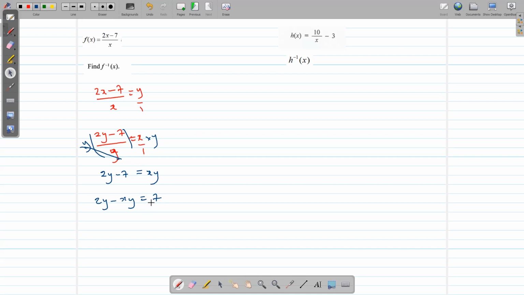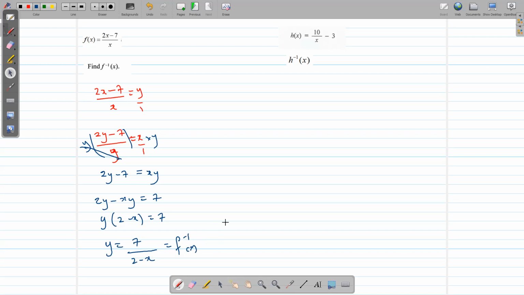Once we've done that, then we can factor out the y. So y factored out gives us (2 minus x), and that is equal to 7. And once we finish that, we're pretty much done. So y would be equal to 7 over (2 minus x), and this is your inverse function, f inverse of x.